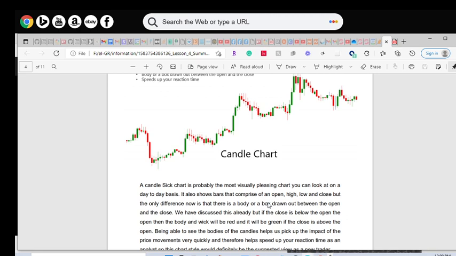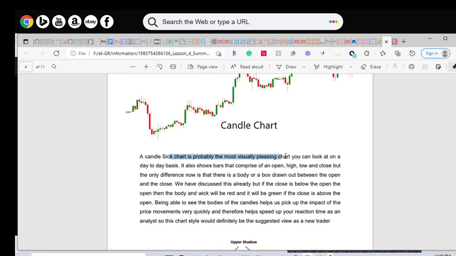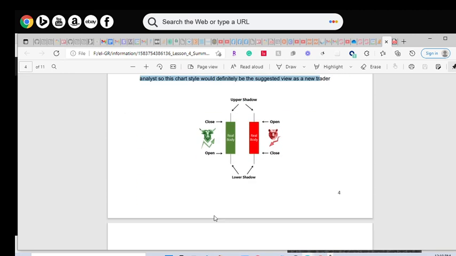So in terms of candlesticks, it's probably the most visually pleasing chart you can look at day to day. It has open, high, low, close, but the only difference is that there's a body or box drawn between the open and the close. The body and the wick will be red for one direction, and the other one will be green. Being able to read candle bodies helps us pick up the impact of price movement as new traders.